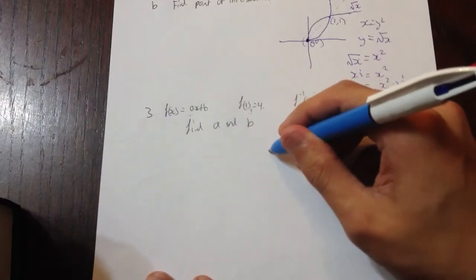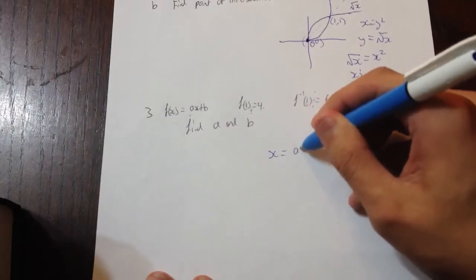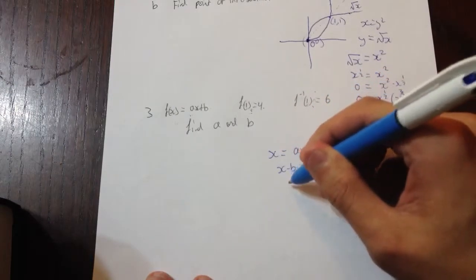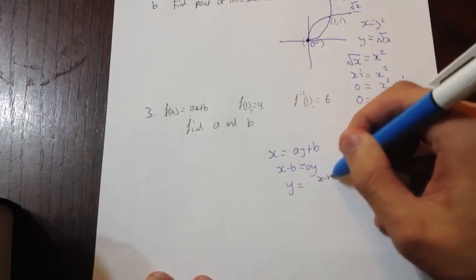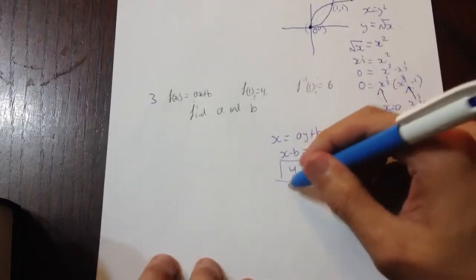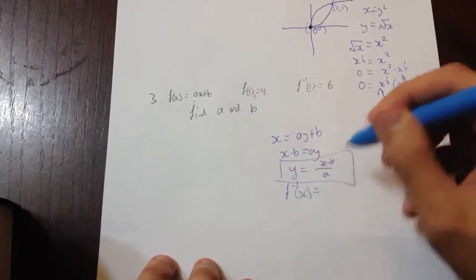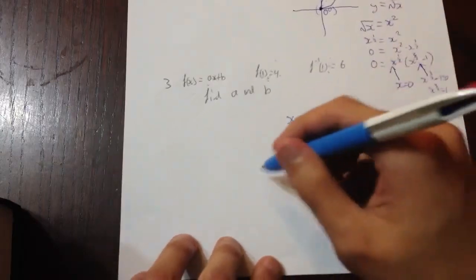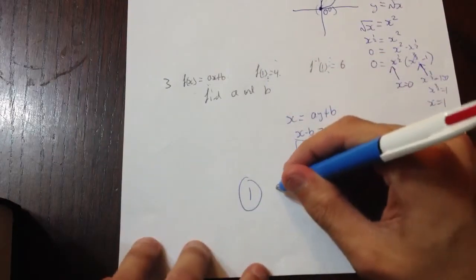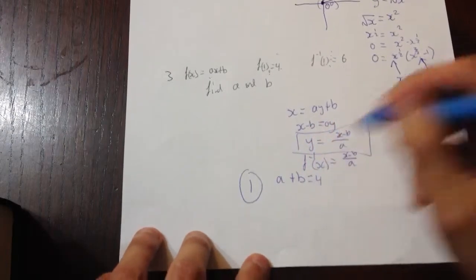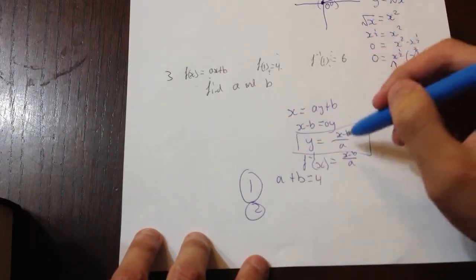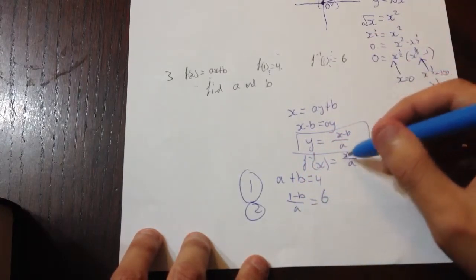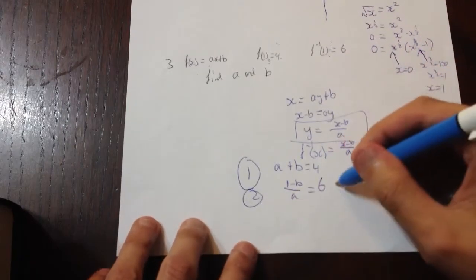So let's try it. X equals ay plus b, x minus b equals ay, y equals x minus b on a, and that's our inverse function. Then we replace it again, x minus b on a. So now we can use our two bits of information. 1 tells us that a plus b equals 4. 2 tells us that 1 minus b on a equals 6. I'm just subbing 1 as x. So we can make this simpler.